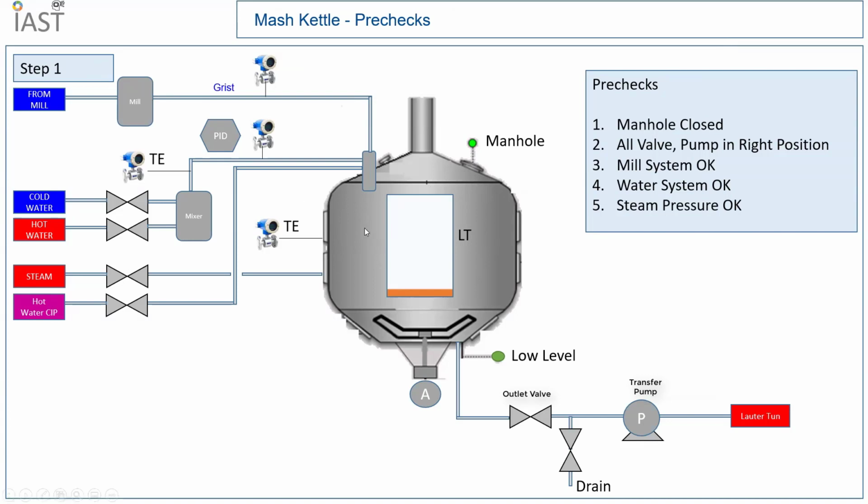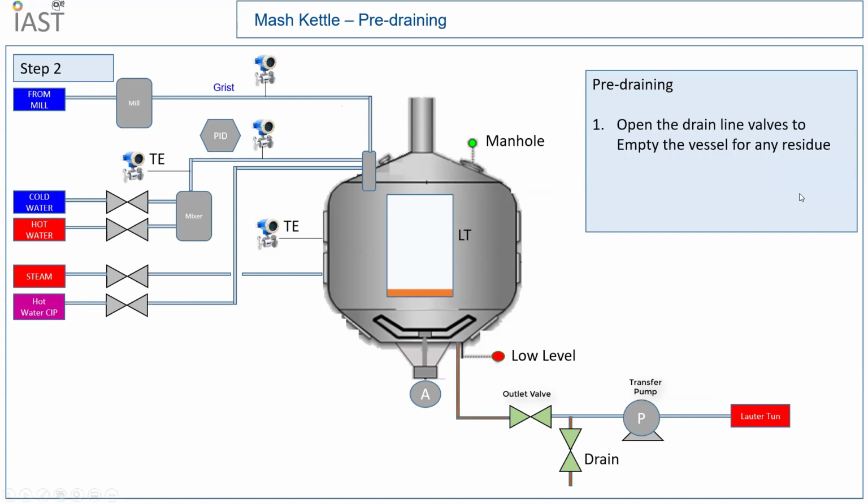The associated units, like the mill section from where the grist will be transferred, are healthy and ready to transfer. The water systems are okay because we'll be taking the water. The associated pumps and valves in the water systems are in healthy condition. The steam pressure is okay. These are the few prerequisites which we check before the start of the operation. Once these pre-checks are satisfied, the sequence moves to step number 2.